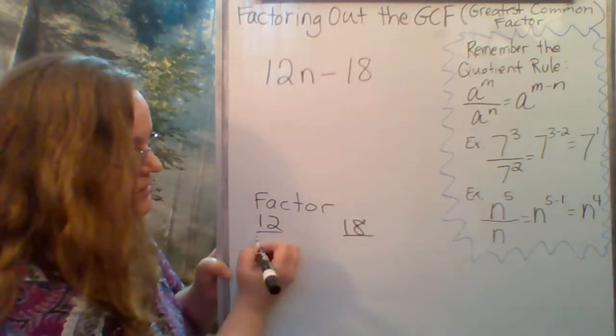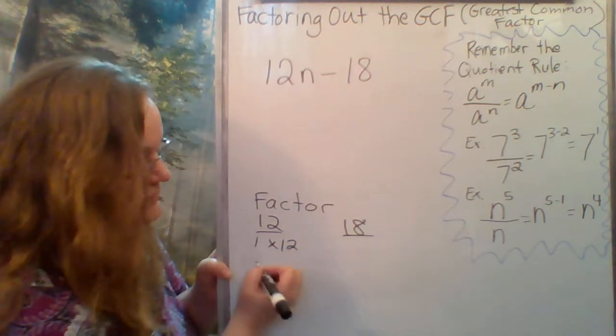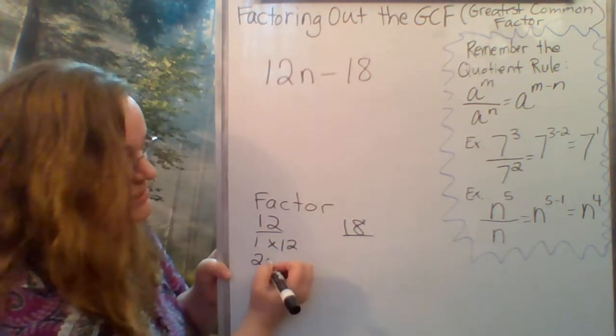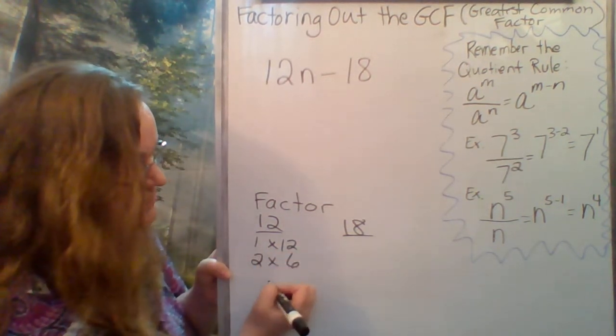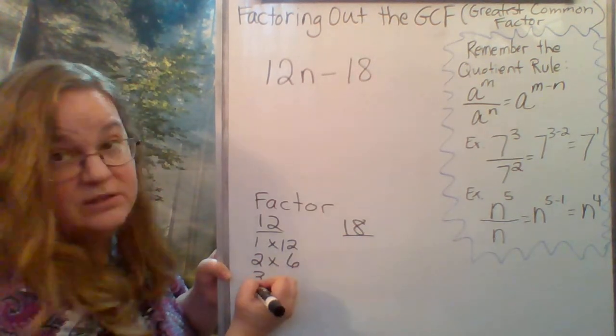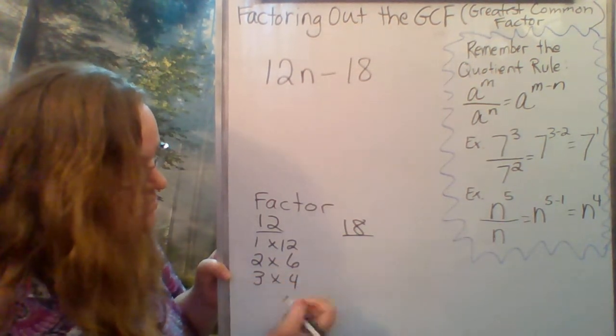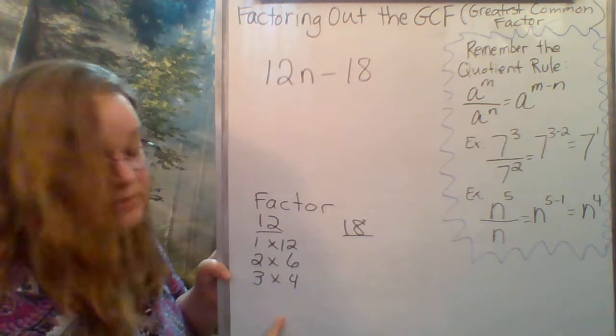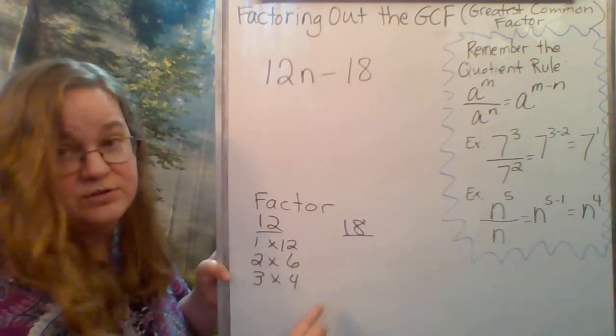So if I have 12, I can do 1 times 12. Does 2 go into it? Well, it's even, so yes, and that's 2 times 6. I check for 3, 3 goes into it, times 4, and then if I started with 4, it would be repeating. So these are the 6 factors of 12.